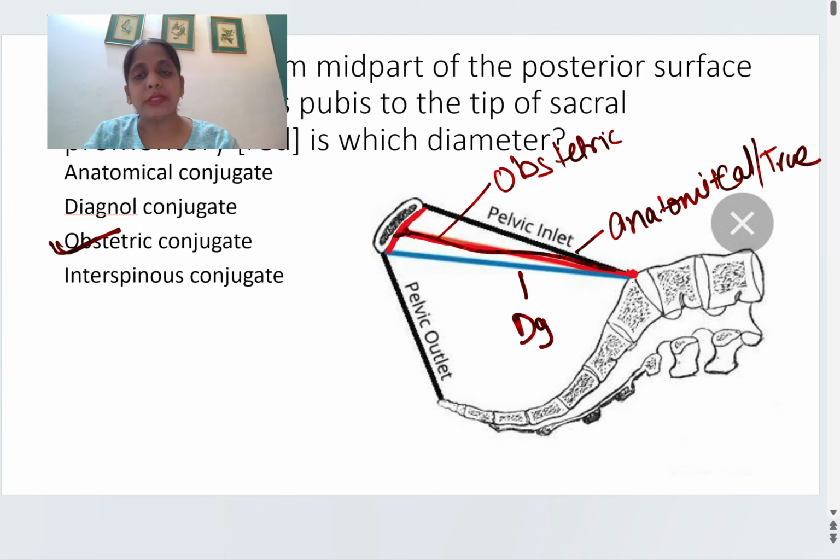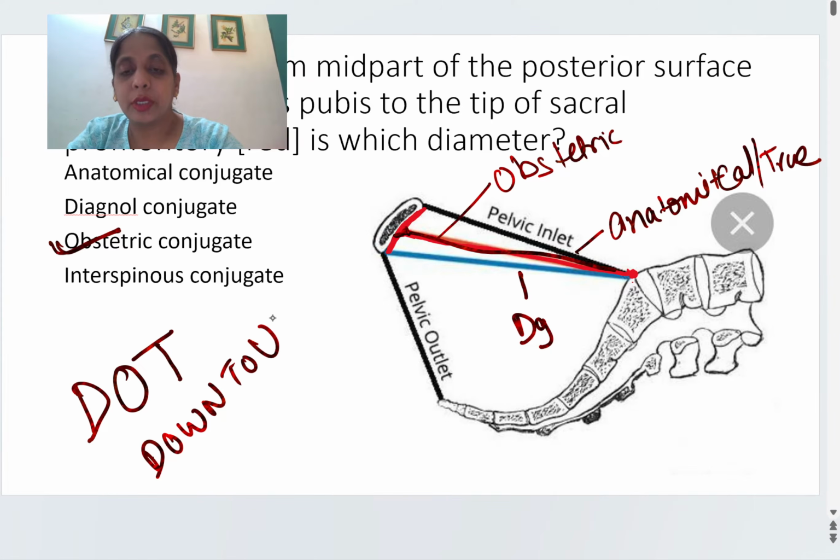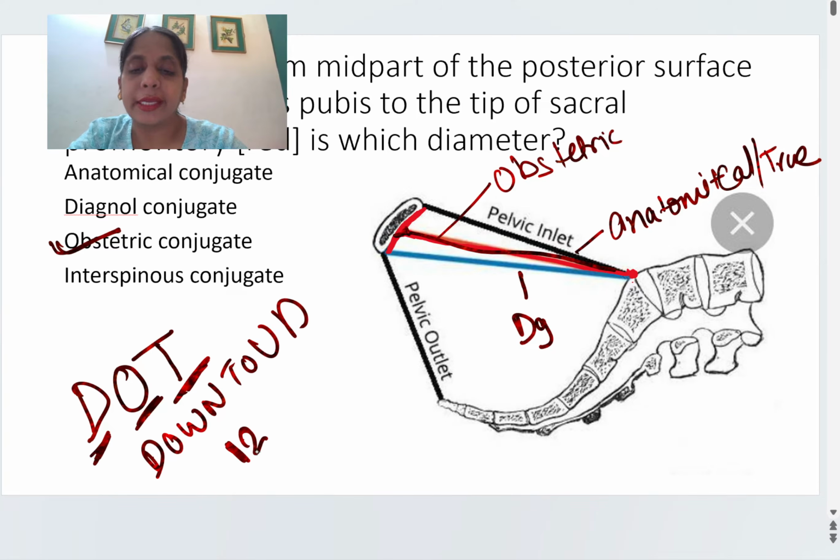Now, if any of you want a mnemonic, the mnemonic is DOT, but here you have to remember they are down to up. D stands for diagonal, O stands for obstetric, and T stands for true or anatomical conjugate. So diagonal is 12 centimeter, obstetric is 10.5, the least diameter, and the true or anatomical is 11.